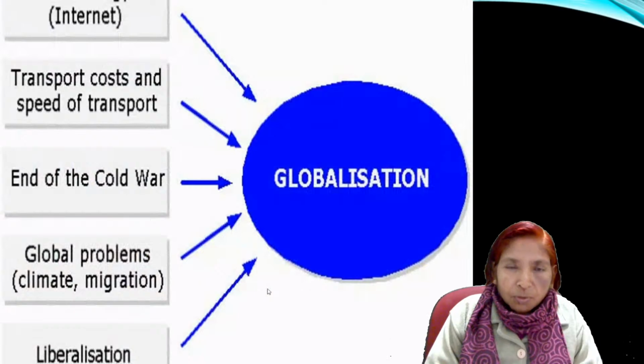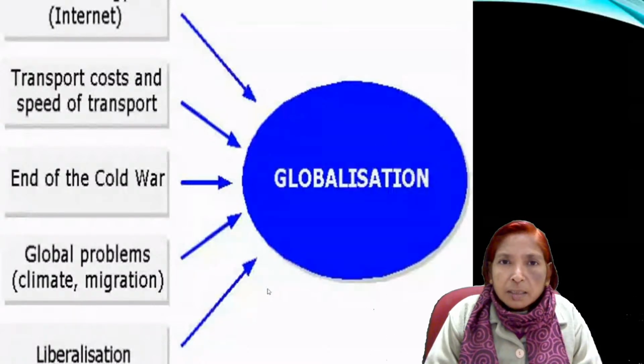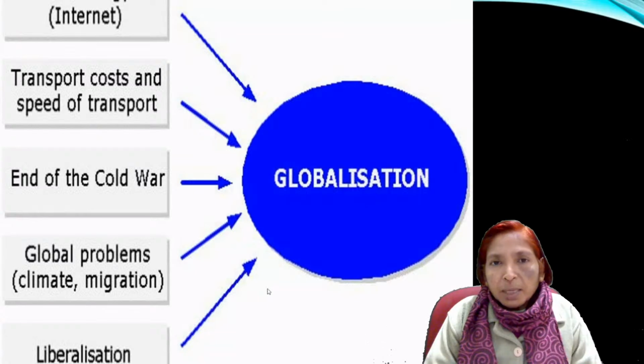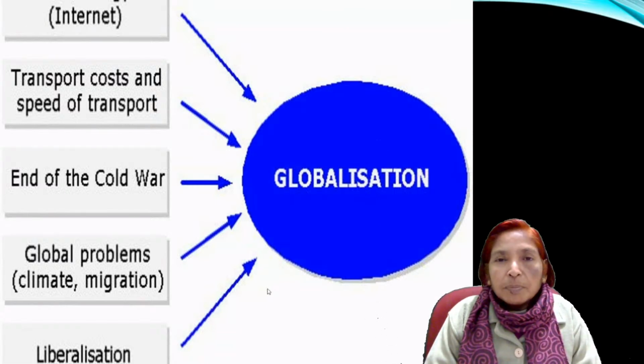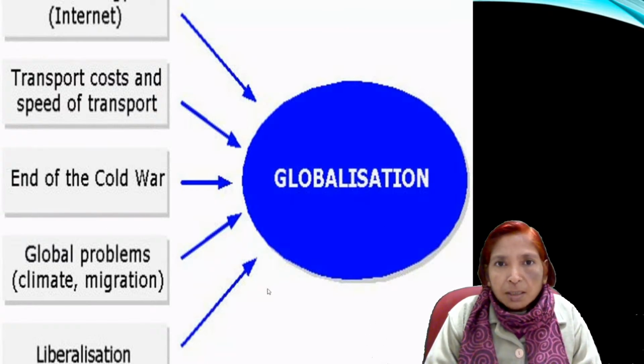Number three is the end of the Cold War, mainly in the 1990s. India adopted globalization in 1991 during the new economic policy, when the government adopted the system LPG. L is liberalization, P is privatization, and G is globalization. So at the end of the Cold War during the 1990s, India adopted globalization in 1991 in the new economic policy era.